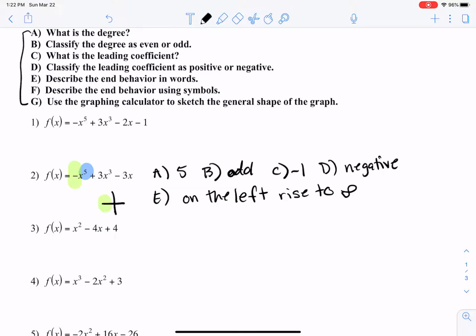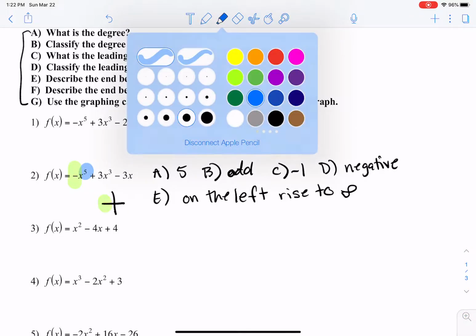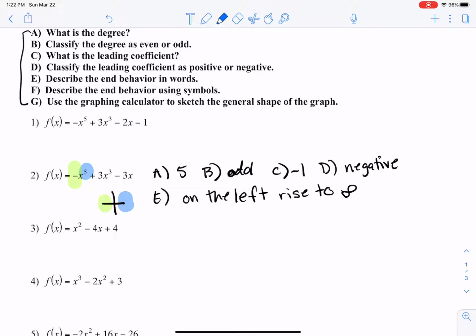It's because on the right hand side, when we talk about going over to the right hand side over here, the Y values are going to fall. Overall, this is going to end on a negative note. So I know that on the right hand side, because it's odd, it's going to be opposite of the left. So then we would say on the right, they fall to negative infinity.